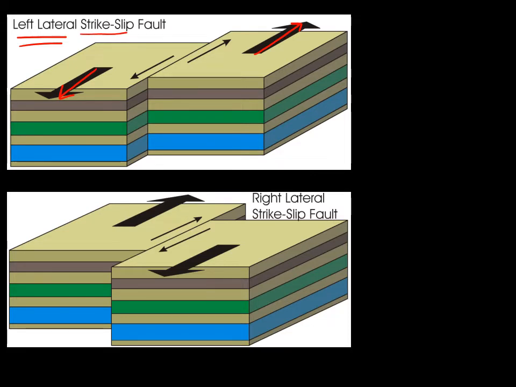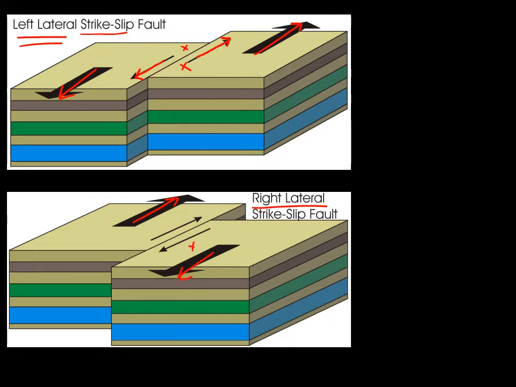Here's what left lateral means. If you were to stand on this side and watch the other piece of crust, it would be moving to your left. If you were to stand on this side and watch the other side, it would again be moving to your left. In either case, the other side is always, from your perspective, moving to your left.